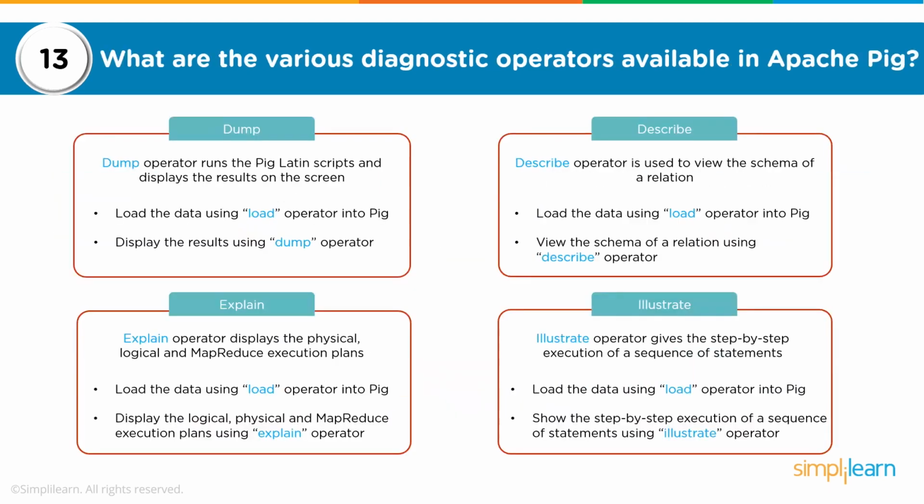float, and so on. Now, what are the various diagnostic operators available in Apache Pig? These are some of the operators or options which you can give in a Pig script. You can do a dump. The dump operator runs the Pig Latin scripts and displays the result on the screen. Either I could do a dump and see the output on the screen, or I can even do a dump into and store my output in a particular file.